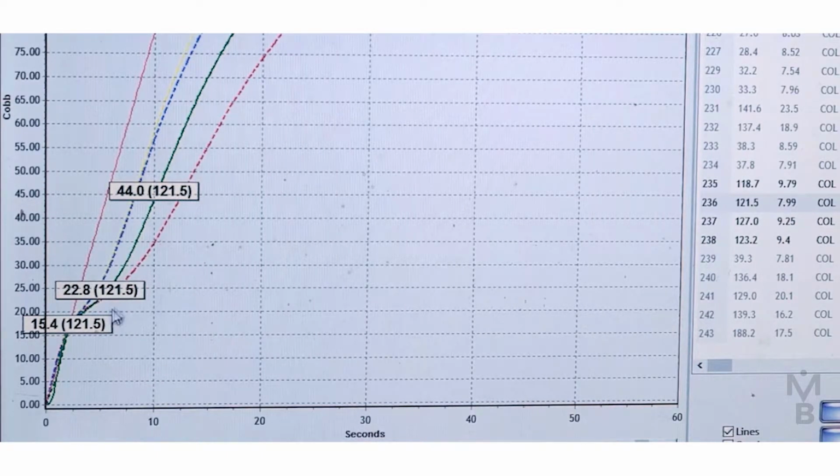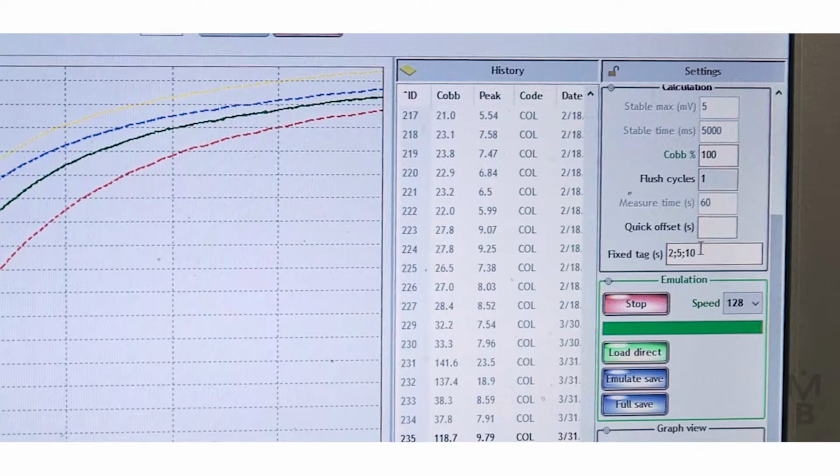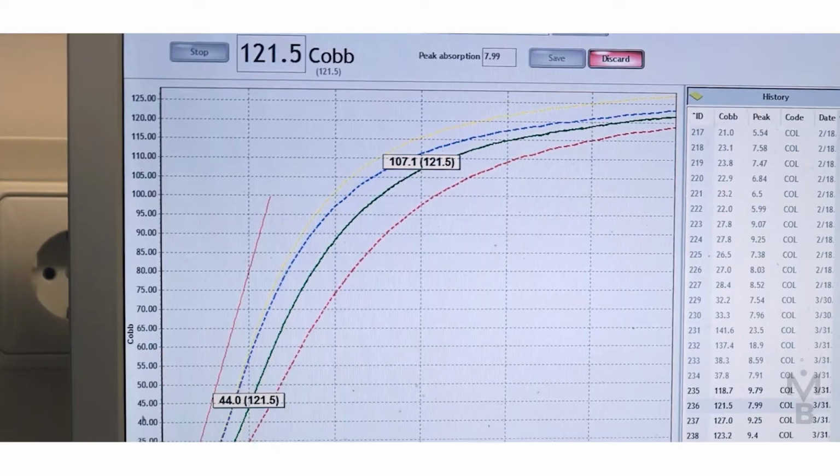And something that we can also do is, in your fixed tags, we can tag different times as the mill would like. And we can change these. We can add, say we want to add 30 seconds. What happens at 30 seconds? So we'll just add one at 30 seconds.